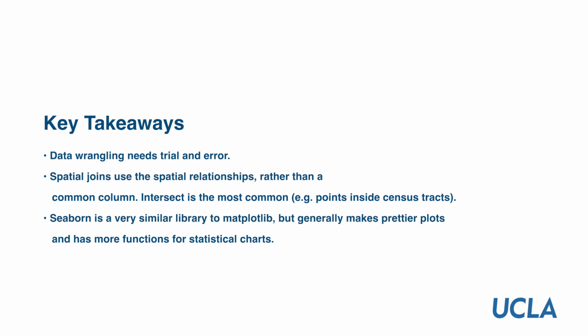Now, spatial joins use a spatial relationship rather than a common column. Intersects is the most common. For example, points will intersect with polygons if they're inside or on the boundary. But there's others that we're going to cover in the next lecture. And then finally, we briefly introduced Seaborn. It's a very similar library to Matplotlib, but has a lot more advanced functionality and in general makes some prettier plots. We'll see Seaborn a little more in the lectures to come.